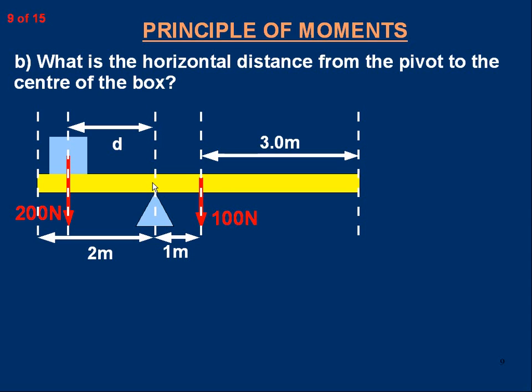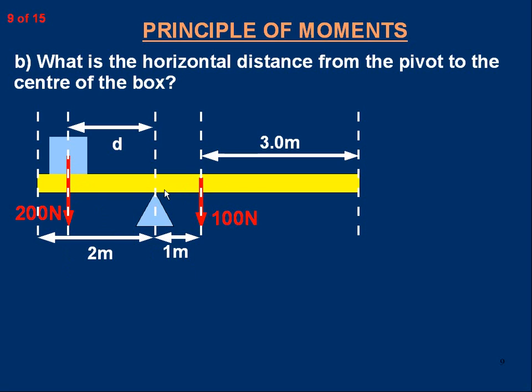Well, the anti-clockwise moment is that produced by the weight of the plank itself acting through the centre of gravity. It's 100 newtons times this distance from the line of action of the weight to the pivot, that distance, which is 1 metre. We were able to work that out. The clockwise moment will be 200 newtons times D.